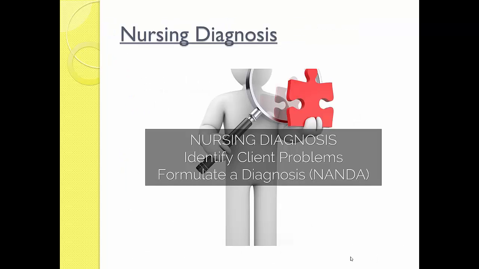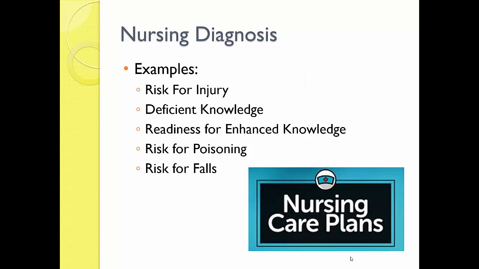All right, so the next step in the nursing process here is nursing diagnosis. We talked about assessing the patient, assessing maybe the home environment, those situations. Once we assess all of that, then we can identify what the safety problems are, and we can formulate a diagnosis. So here are some examples of nursing diagnoses. These all relate to the topic of safety.